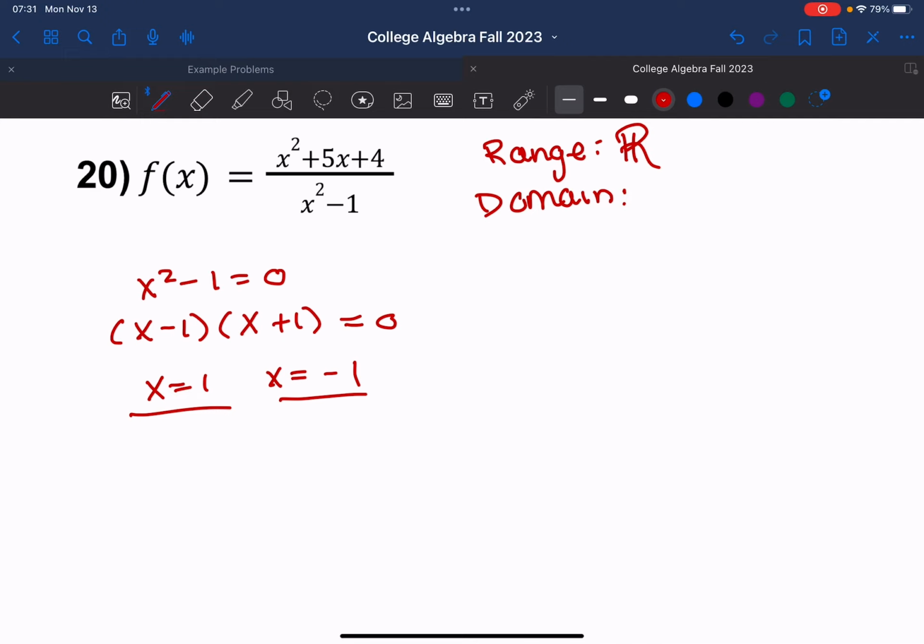So how am I writing my domain? Good. Negative infinity to negative 1, my negative number. Union what? Negative 1 to 1, because I always start with that number that I ended with. Union, and what's last? 1 to infinity.